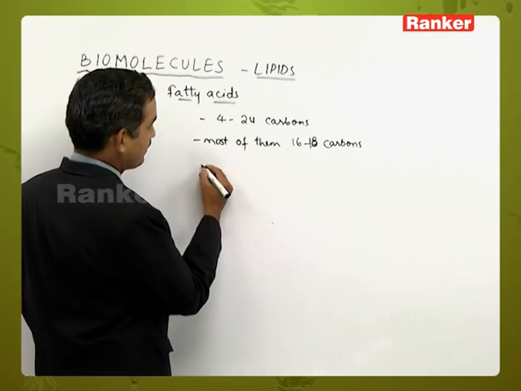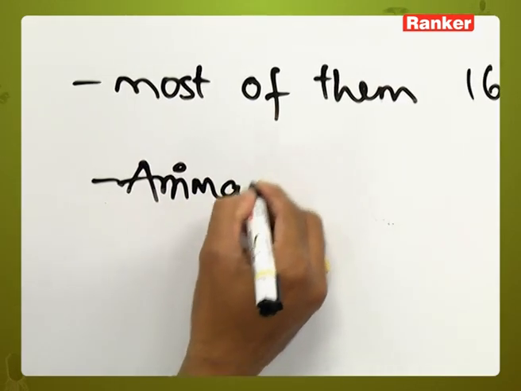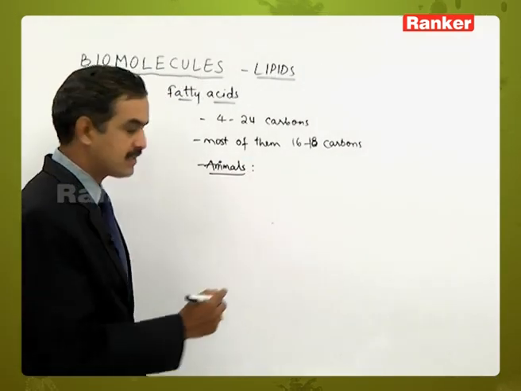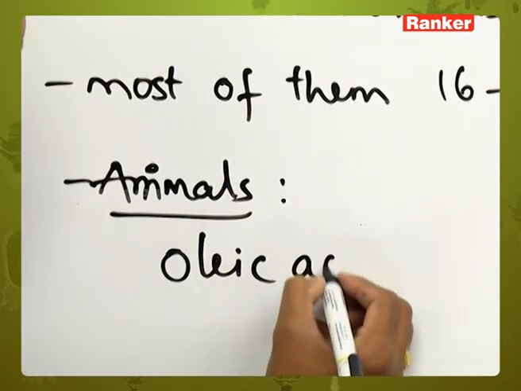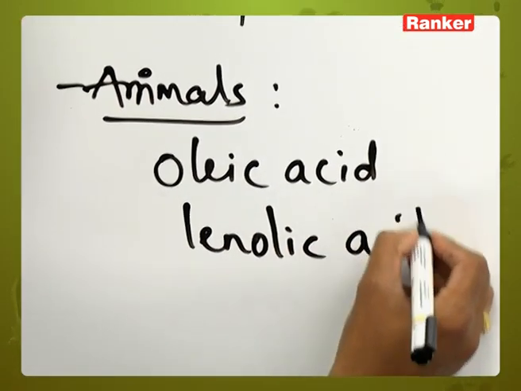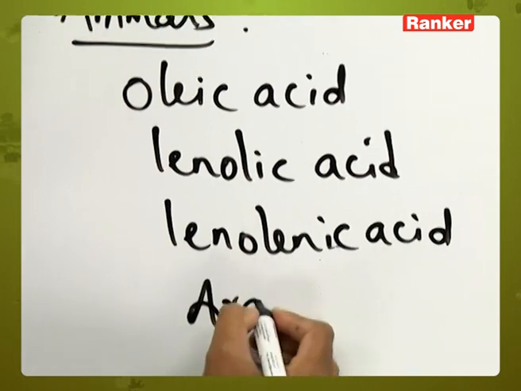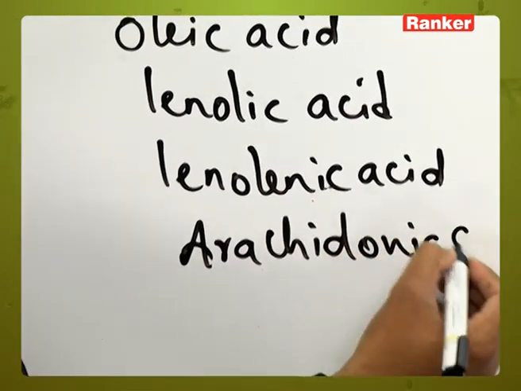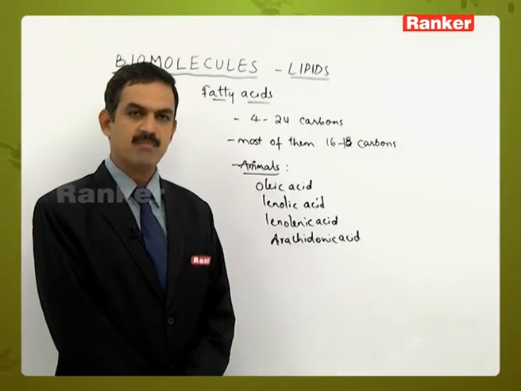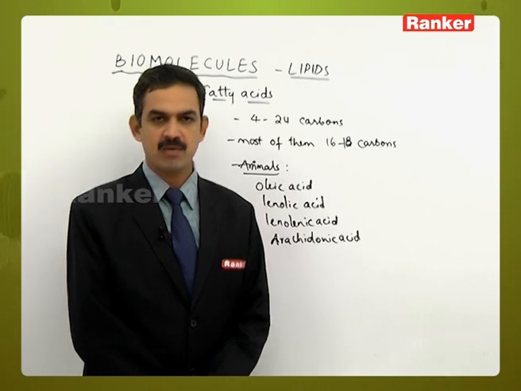And here, as I said, there are some fatty acids or lipid molecules which animals cannot prepare by various biochemical mechanisms. Those are oleic acid, linoleic acid, linolenic acid and arachidonic acid. These are the fatty acids which the animals cannot prepare, whereas other types of fatty acids can be prepared by the animals by various biochemical mechanisms.